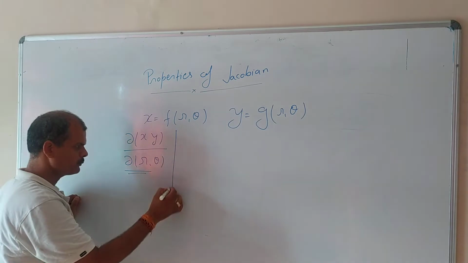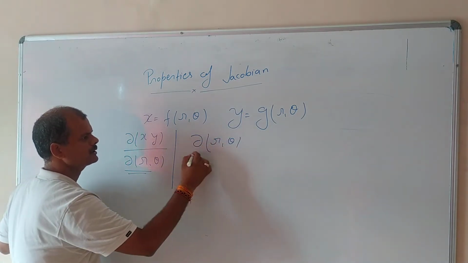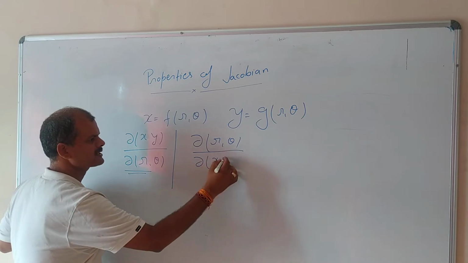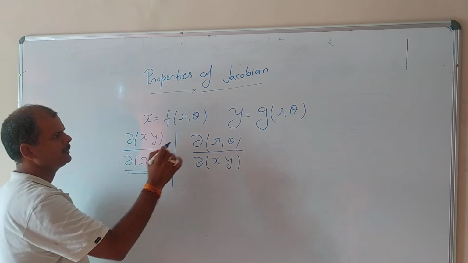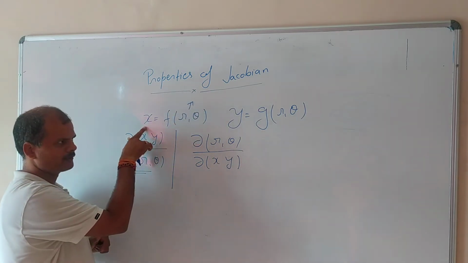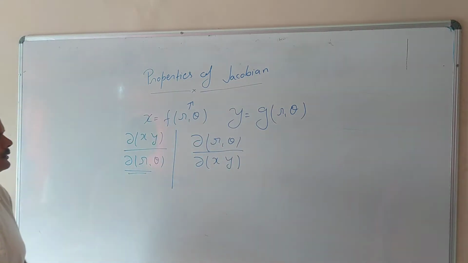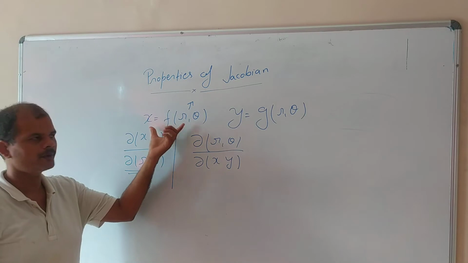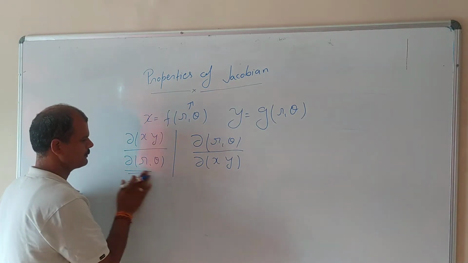Now if someone asks you to find the Jacobian of r comma theta with respect to x comma y, what do you do? One way is that we need to find r as a function of x, y and theta also as a function of x, y. That will sometimes be difficult to find, okay? So what we do, we use the property of Jacobian.